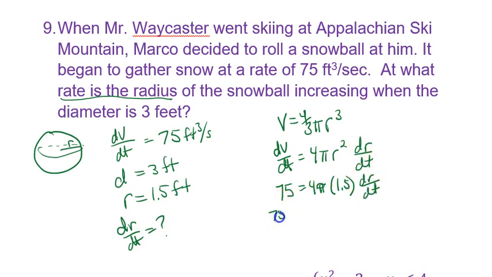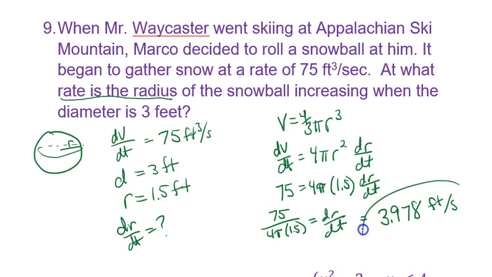So I'm going to divide 75 by 4 pi times 1.5. And I'll need to plug that in. And I get 3.978. And again, radius in this case is measured in feet, and the time was measured in seconds, so that would be feet per second. And that's how I do my related rates problem. Again, I write down my given information, figure out what all it is and what's missing, and find the equation that's going to relate all of those things, take the derivative, and then plug in to solve.